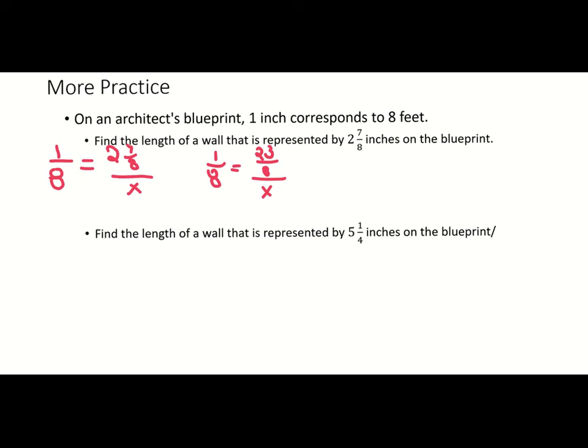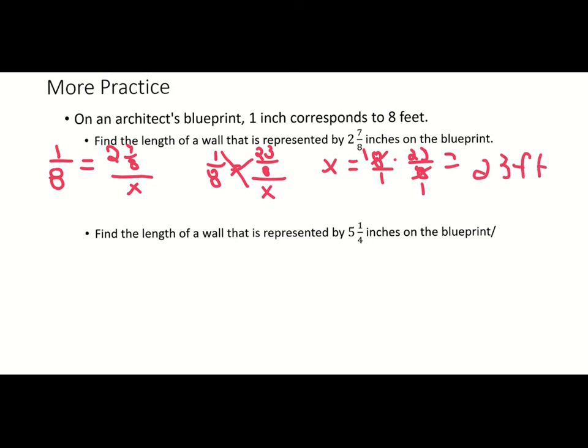Then we're going to cross multiply. All right, so when I cross multiply, I end up with 1x, or x, because we don't need to put the 1 there, is equal to 8 times 23 over 8. And again, make that over a 1. So our 8s can cancel out. They equal a 1 when we cross simplify. So my answer is going to be 23 feet.